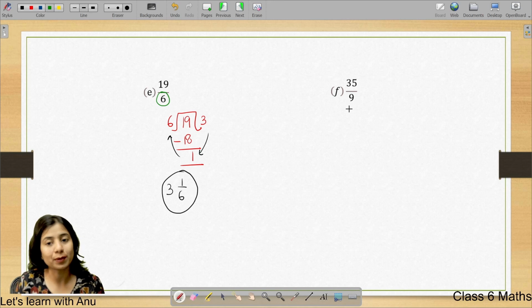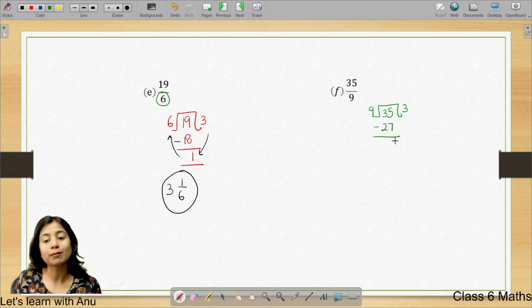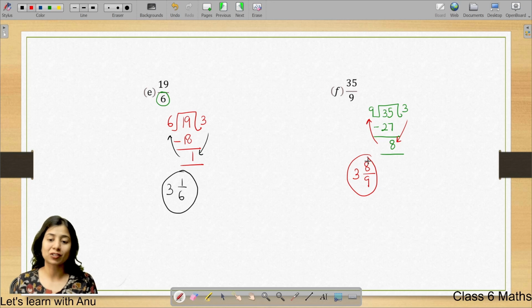Moving to the F part, 35 by 9. So again dividing 35 with 9, we know that 9 times 3 is 27. After subtraction, 35 minus 27, we are getting 8. So again, moving in the clockwise direction, starting from the quotient 3, it is 3 8 by 9. So we have converted it into a mixed fraction. I hope everyone is clear.